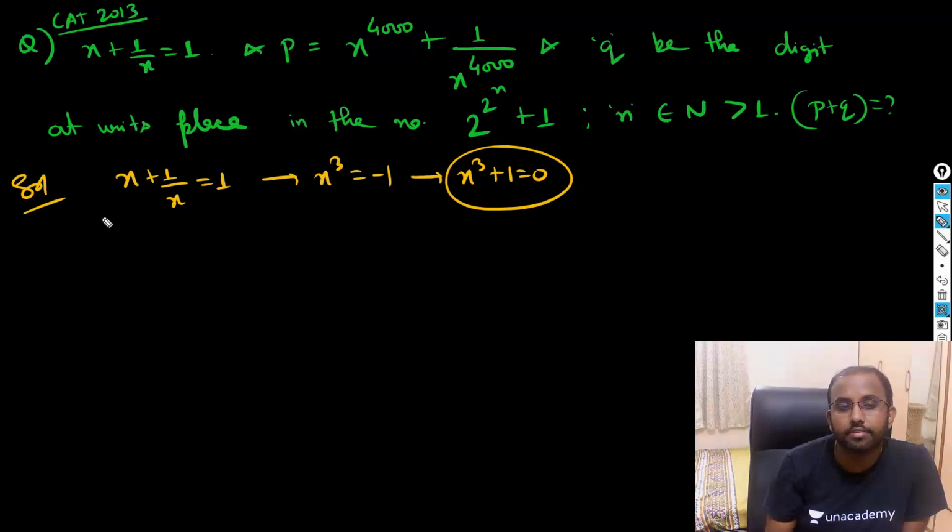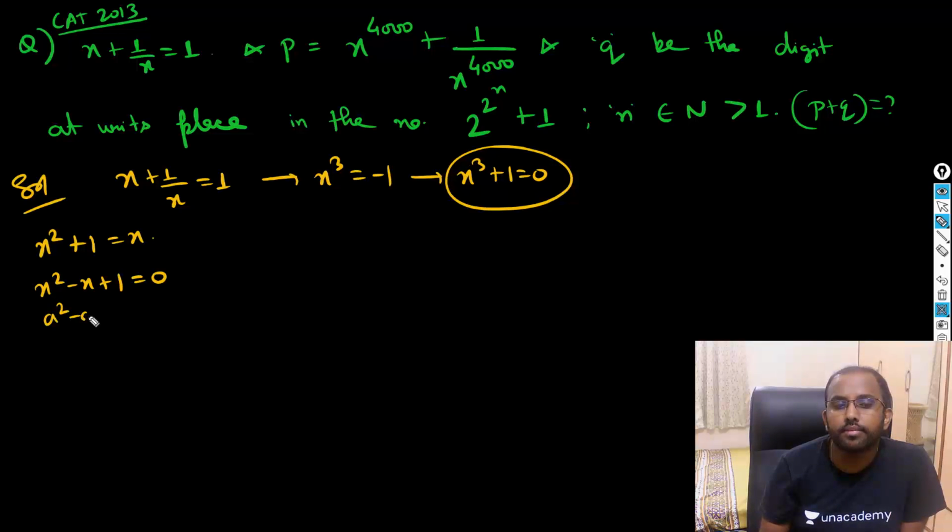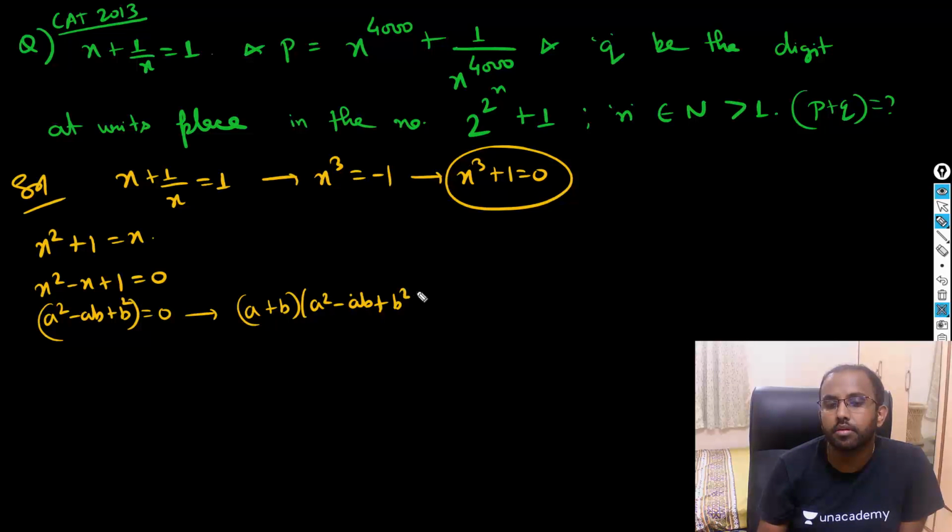Let's say x square plus 1 is equal to x. That means x square minus x plus 1 is equal to 0, right? You just try to relate this to a square minus ab plus b square equal to 0. Correct. So you can relate the identity here: a plus b into a square minus ab plus b square is equal to a cube plus b cube, right? If you try to relate to this identity here.